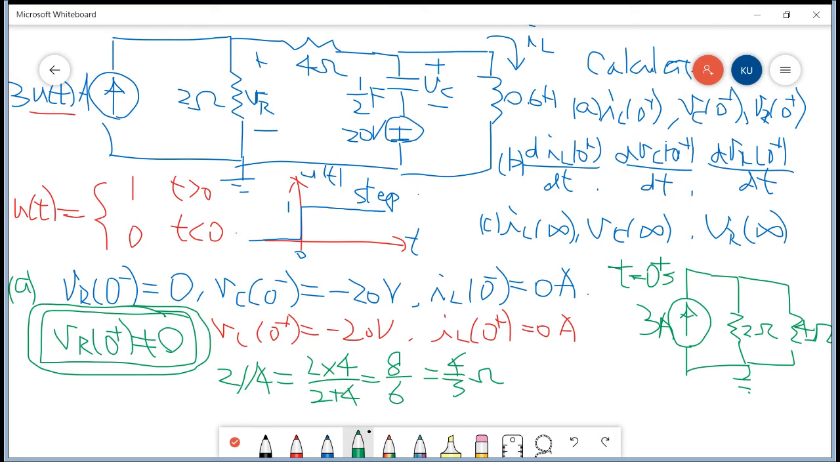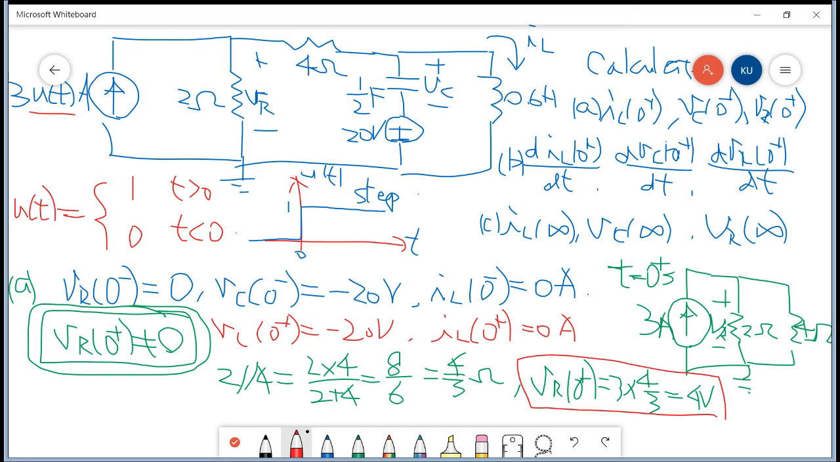So for VR 0 plus, VR 0 plus is actually 3 times 4 over 3 ohm, which is 4 volt. So this is VR 0 plus. So this is the answer for part A.